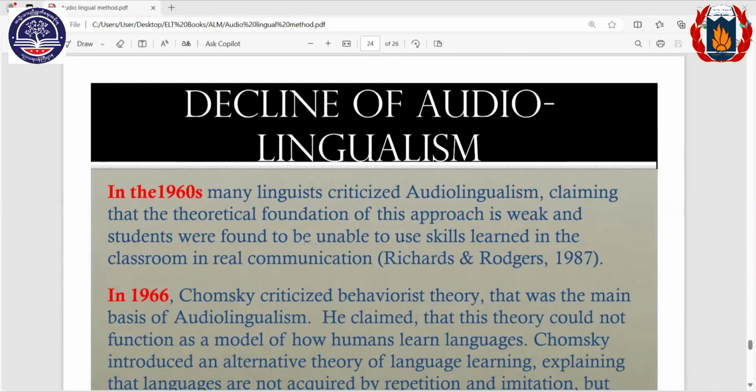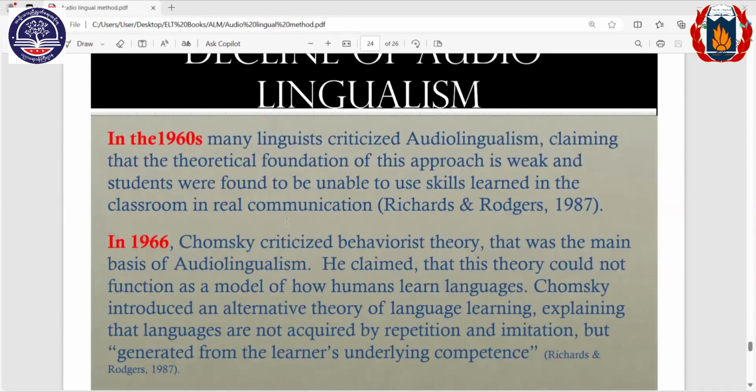The next thing, the decline of audiolingualism. Why? Here you see in the 1960s, linguists criticized audiolingualism because of its weakness in theoretical foundation. Students are weak and they cannot use the patterns that they learn in the classroom in their real communication.